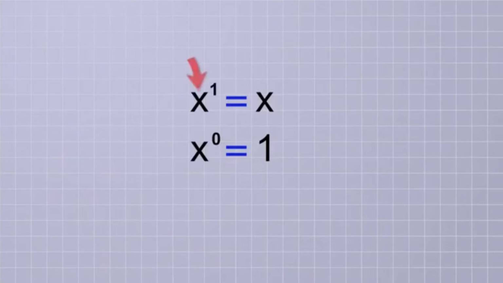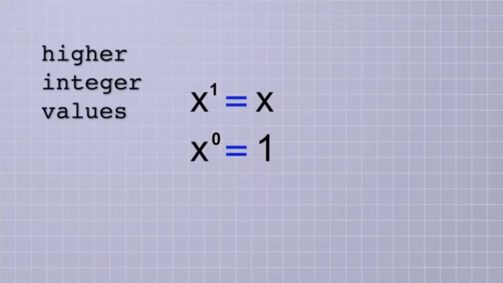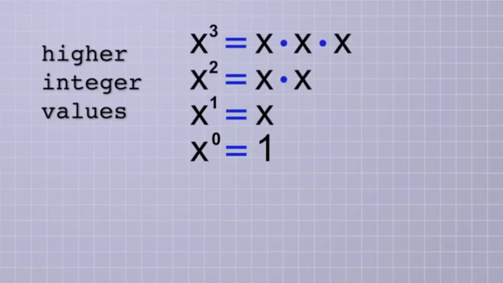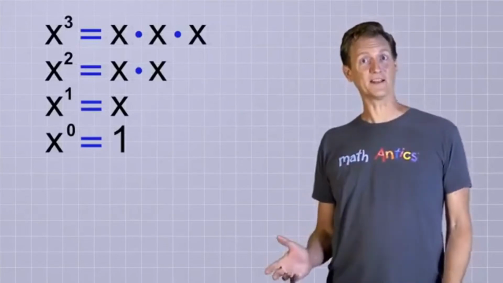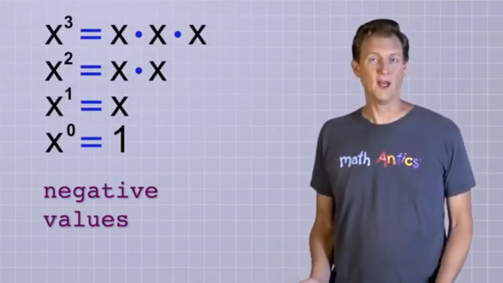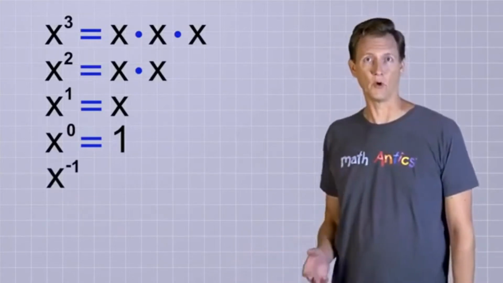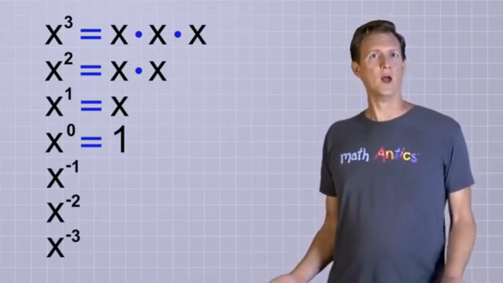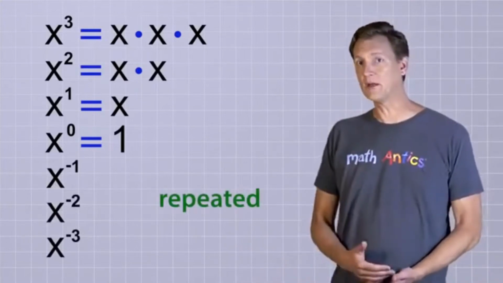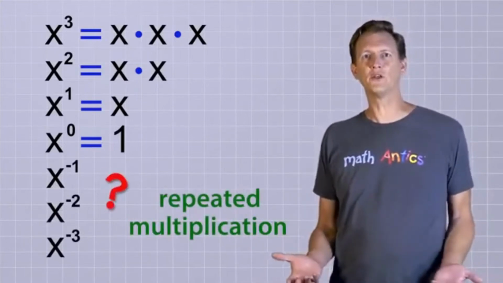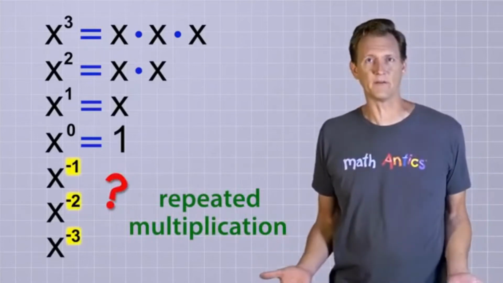They simply tell us that anything raised to the first power is itself, and anything raised to the 0th power is just 1. And because we already know about exponents that are higher integer values, like x to the second and x to the third, that means we've pretty much got things covered, right? Not so fast. Don't forget that integers can have negative values too. For example, what if we had the expression x to the power of -1, or -2, or -3? We know that exponents are a way of doing repeated multiplication. But how in the world could you multiply something together a negative number of times?